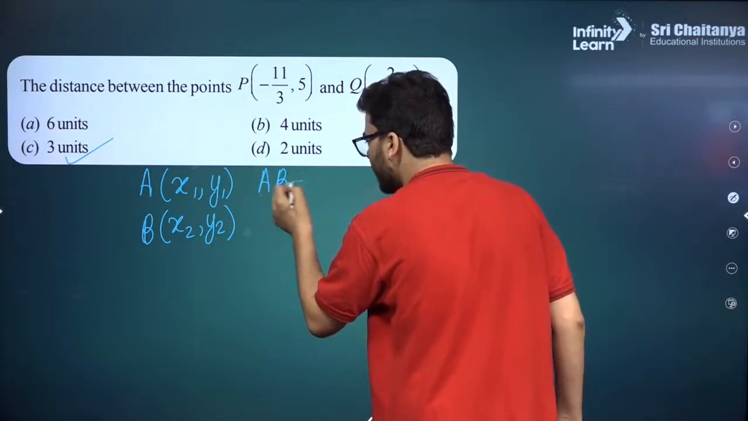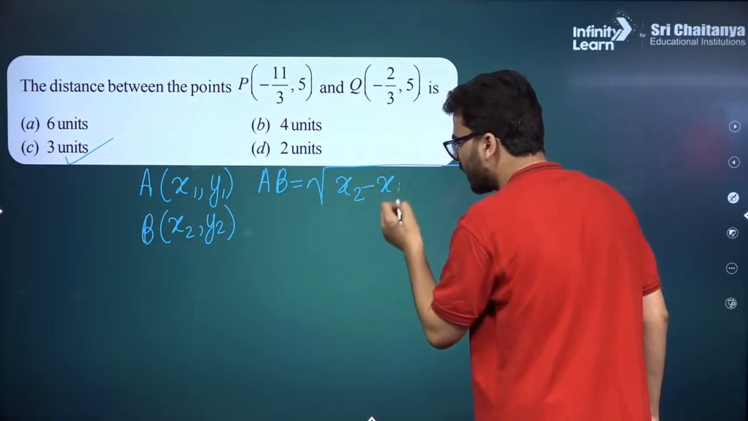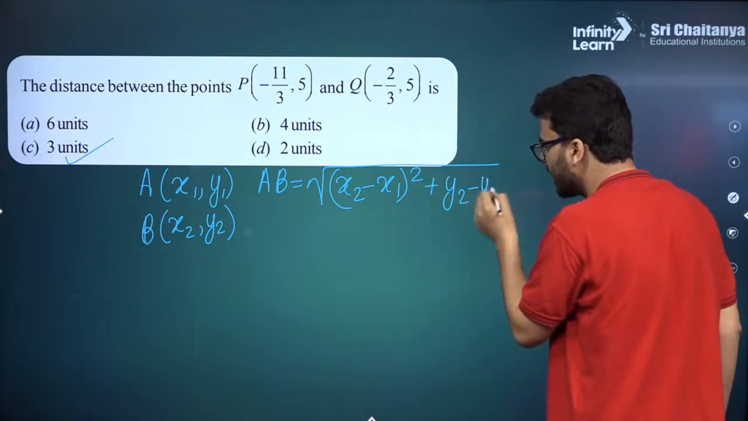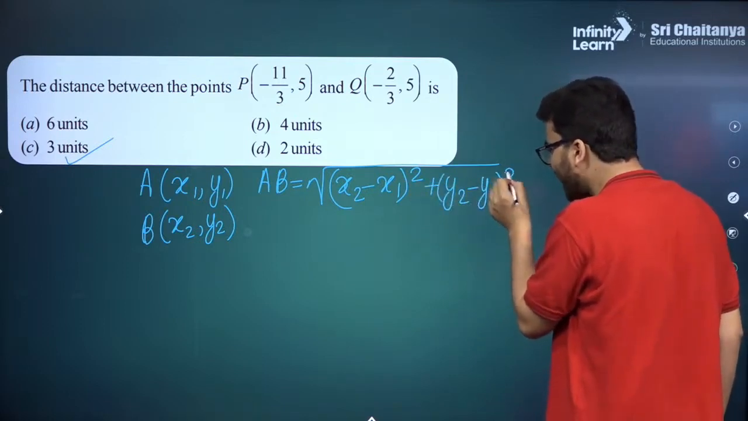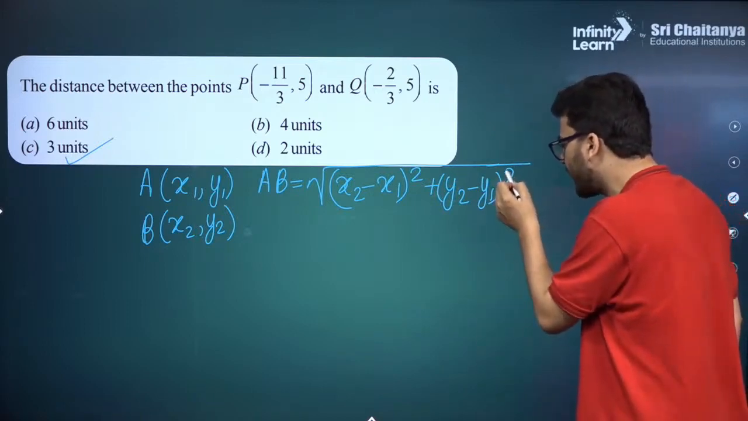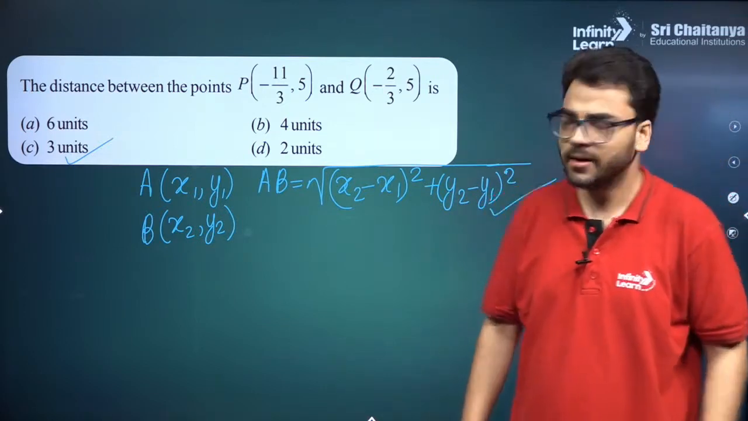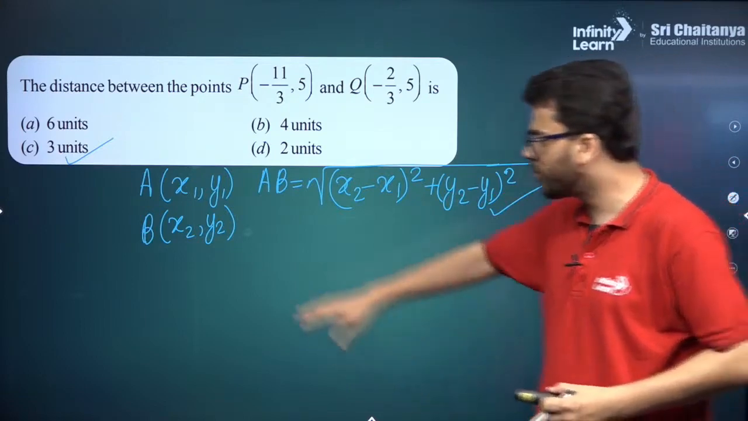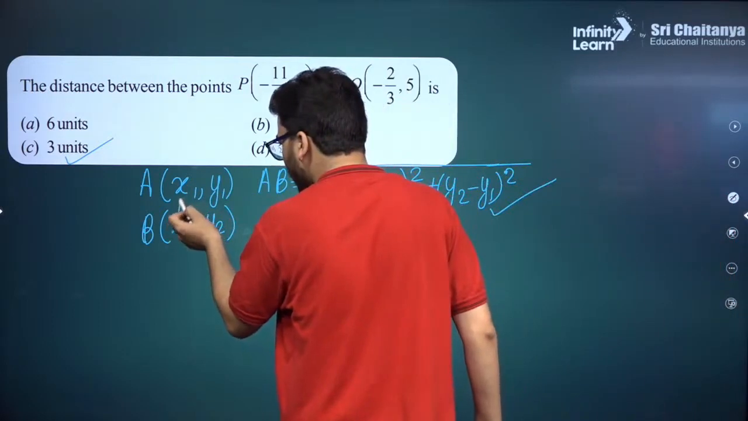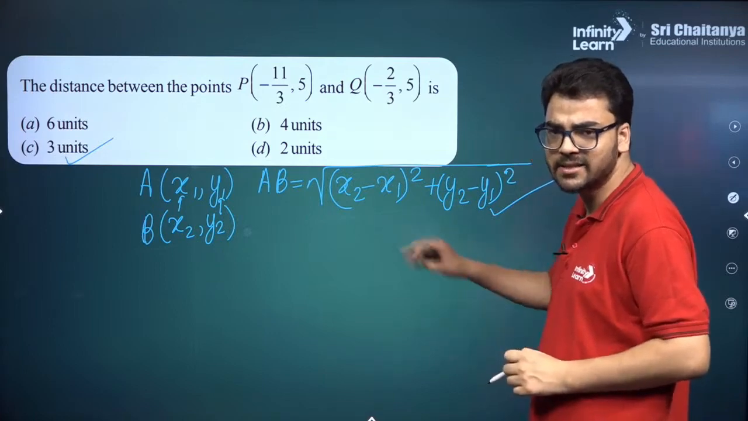So AB over here will be what? Square root of x2 minus x1 the whole square plus y2 minus y1 the whole square. Obviously, I am not proving it, guys, because this is a grade 9 session. But when I take up grade 10, I will be proving it as well. And the proof is not very tough. Using Pythagoras theorem, you can prove it. Correct? So the formula is clear. If the coordinates of 2 points are A x1 y1, B x2 y2, the distance between them will be square root of x2 minus x1 the whole square plus y2 minus y1 the whole square. This is the distance formula.